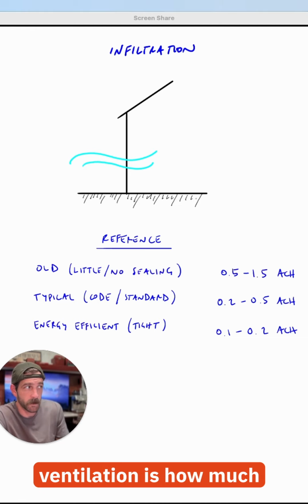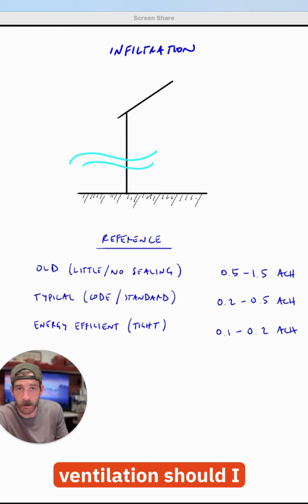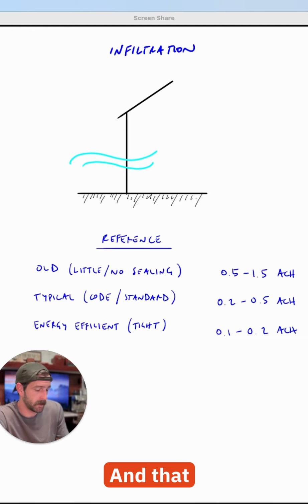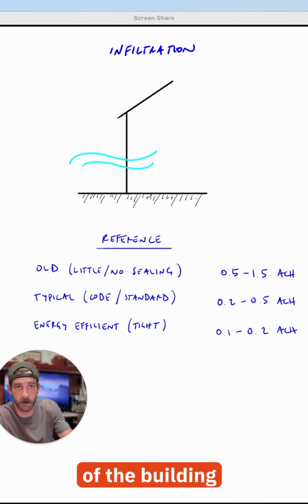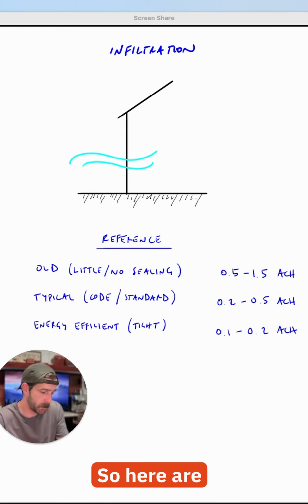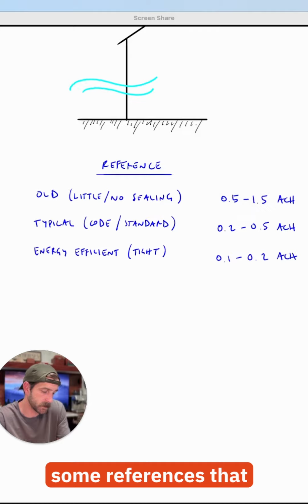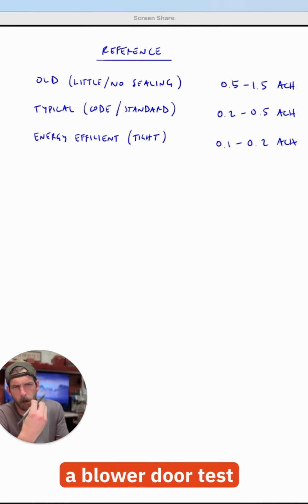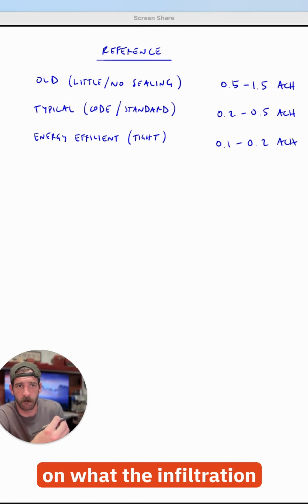So the big question with ventilation is how much ventilation should I account for or expect? And that varies based on the construction of the building and particularly when it was built and what codes and standards were used. So here are some rules of thumb, some references that you can follow if you don't have a blower door test or really hard data on what the infiltration actually is.